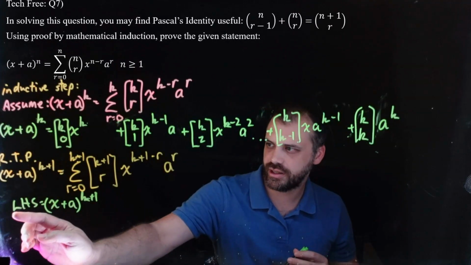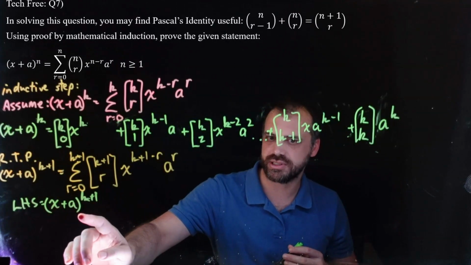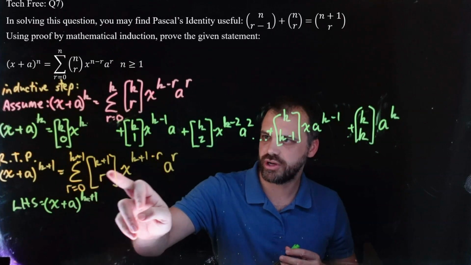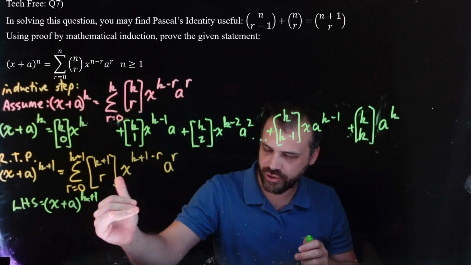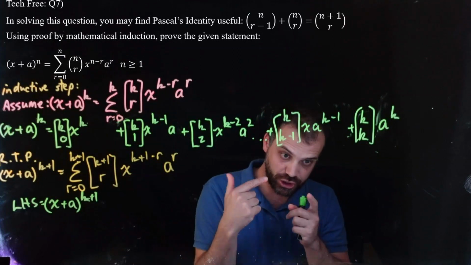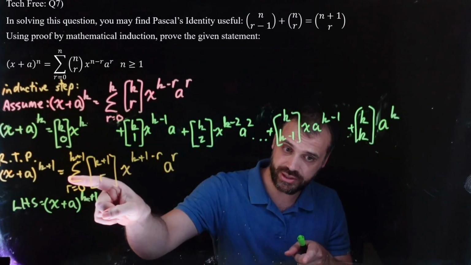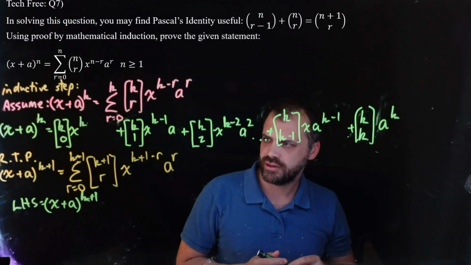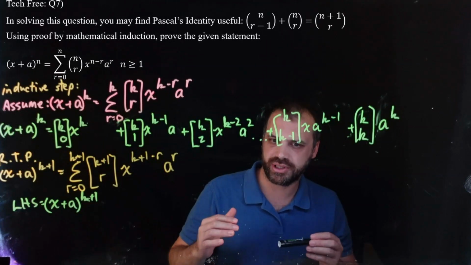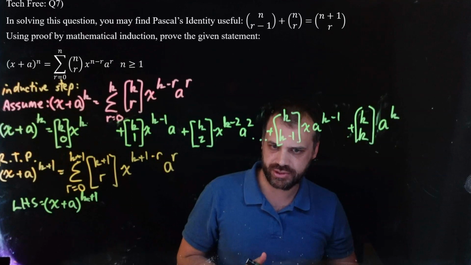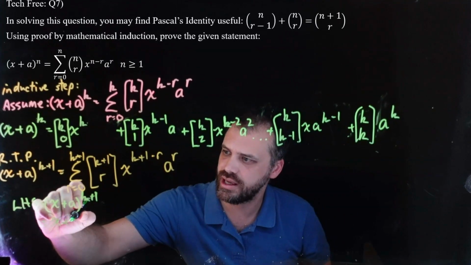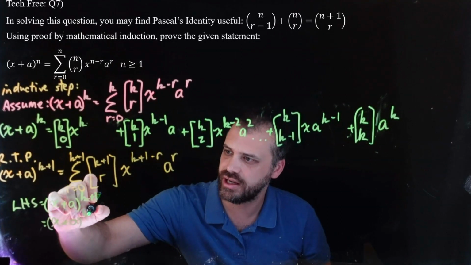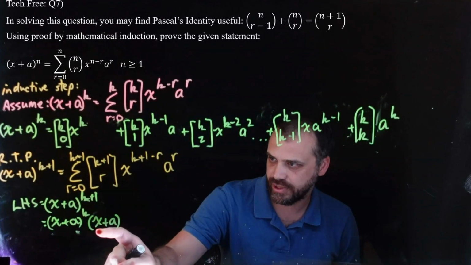All right, so I've written out left-hand side equals x plus a to the k plus 1. Right-hand side equals this, and you can just write right-hand side and write that there. But we're focusing on the left-hand side for now. We need to show that the left-hand side is equal to this bit right here. Look at the left-hand side, x plus a to the k plus 1. That's the same as x plus a to the k times x plus a.